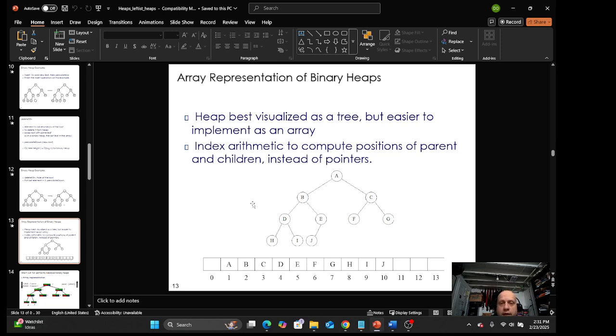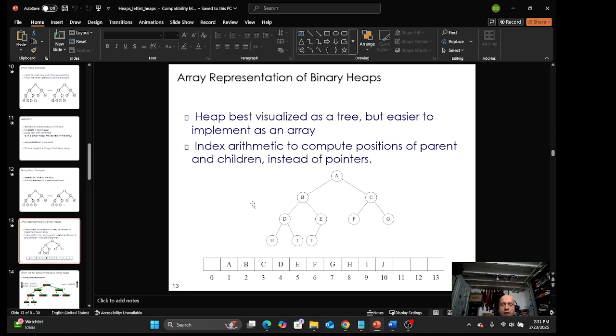Array representation of binary heaps: it can be visualized as a tree, but it can be easier to implement in most cases as an array. So I can use index arithmetic to compute the positions of parent and children instead of using pointers. And again, this is a design decision. You can do it either way, but if I represent it as an array, I'm going to have some efficiency in doing that.